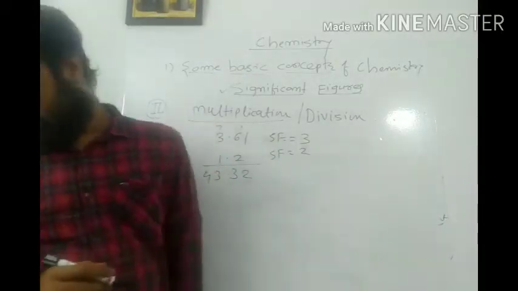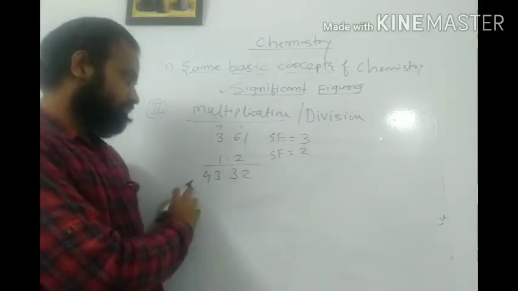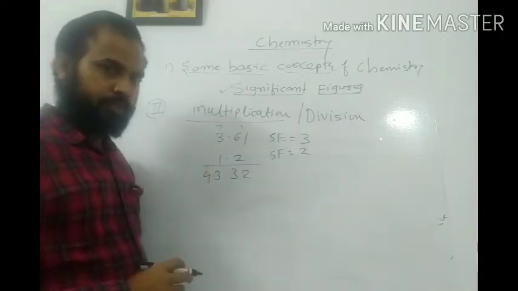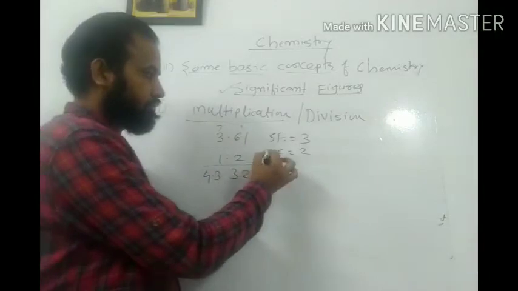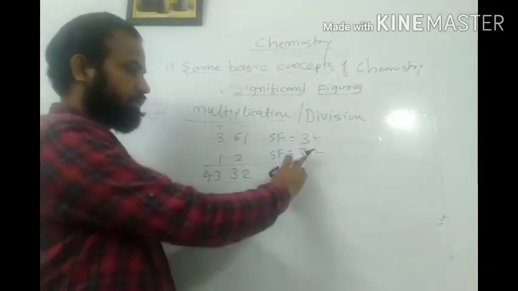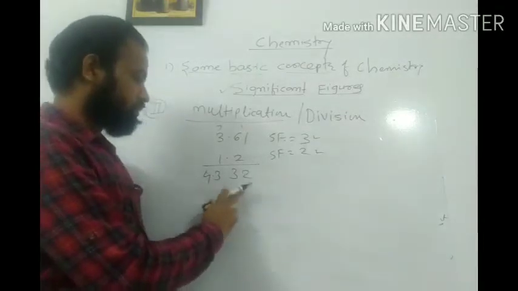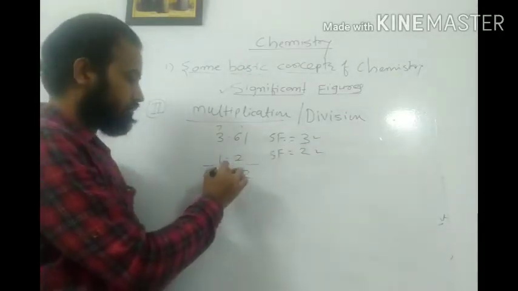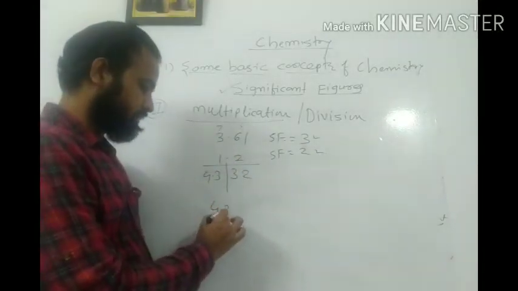Your answer is 43.32 actually, but as per the decimal points, it should be 4.332. So this is what your answer is. But according to the minimum significant figure, which is 2, in order to write down your answer with the minimum significant figure, I just have to restrict my answer at this position, so 4.3 is the correct answer.